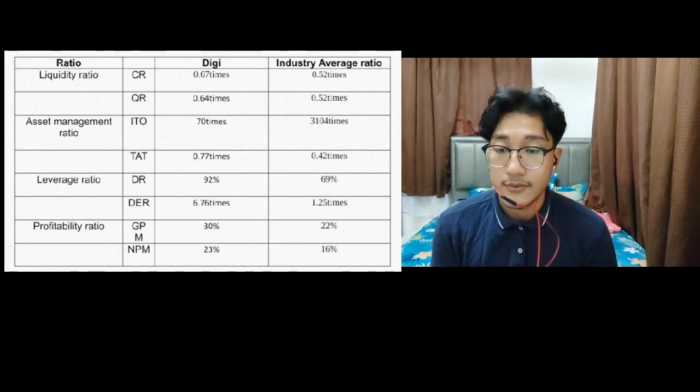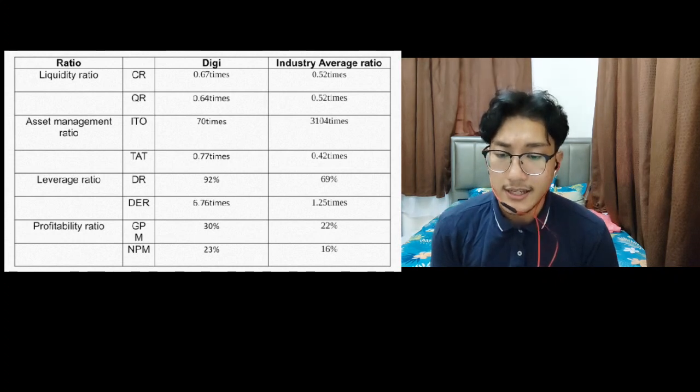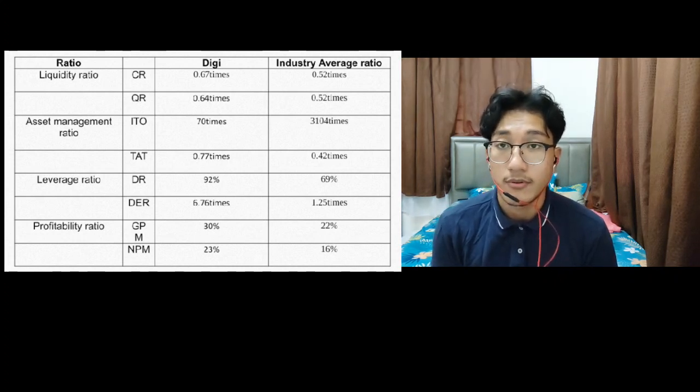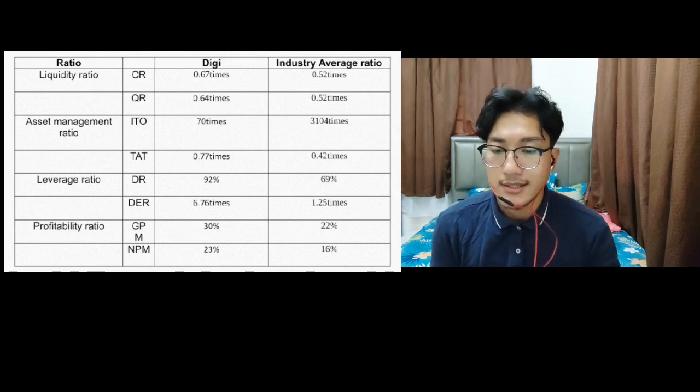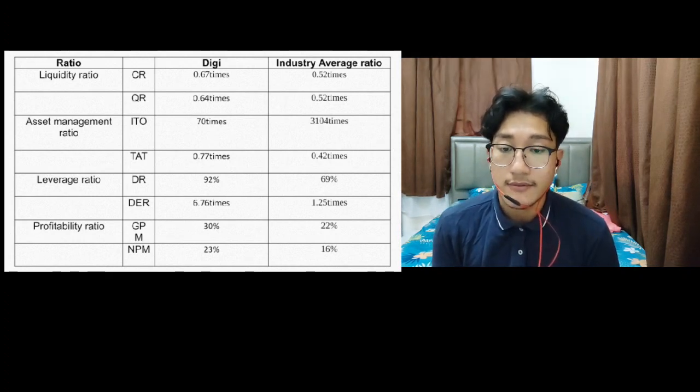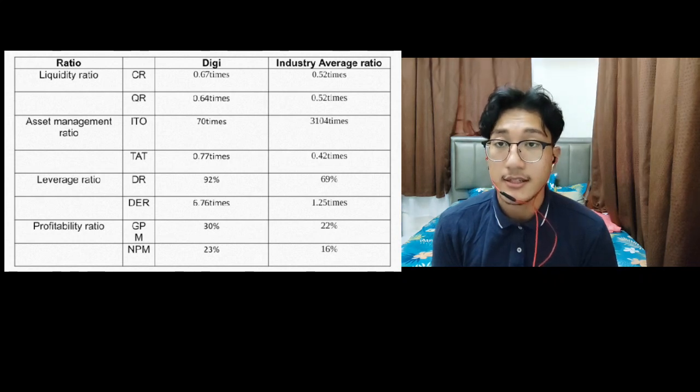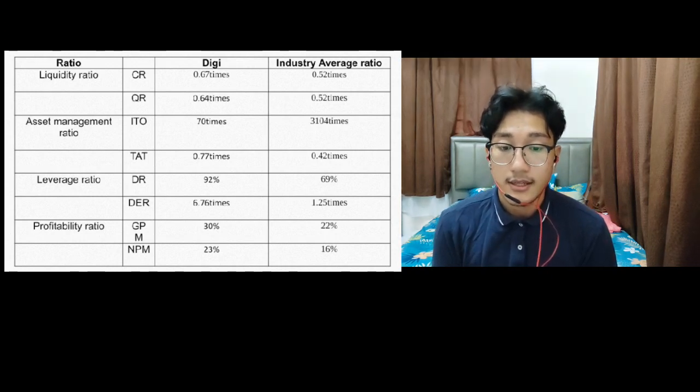Second is debt to equity ratio. The result shows that Digi company, the debt to equity ratio is 6.76 times, which is higher compared to Maxis company, 1.25 times only. This indicates that more creditor financing, which is bank loan, is used as investor financing in Digi company. It is considered a risk to creditors and firms because of the high degree of debt to equity ratio.